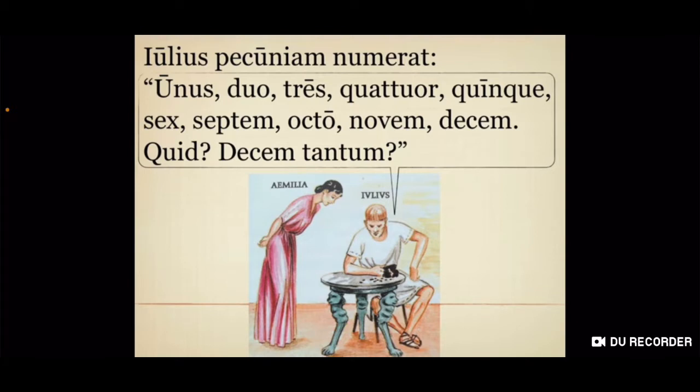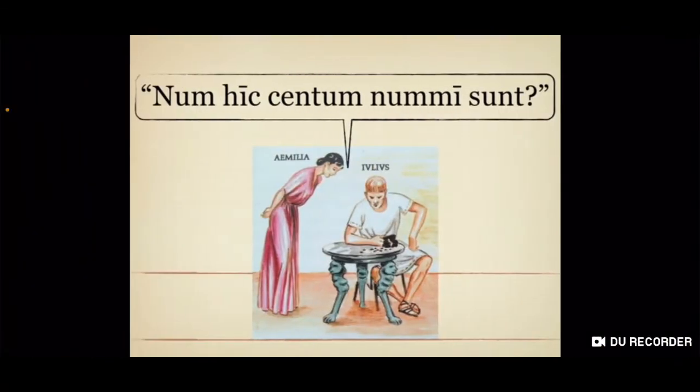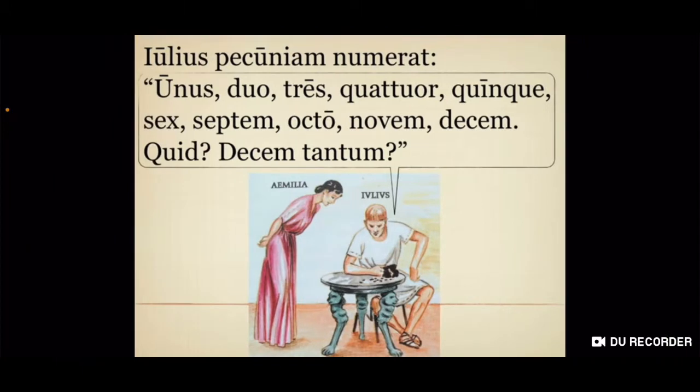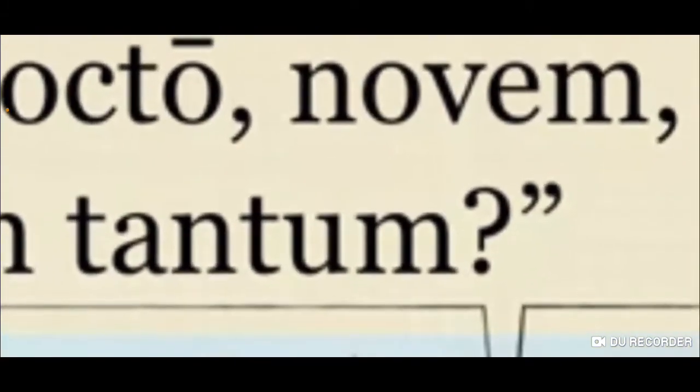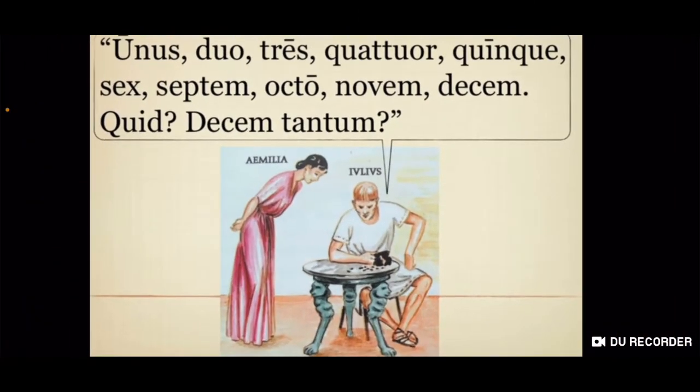Julius pecuniam numerat. Julius counts the money. Unus, you see numerat, another new verb, counts. Unus, duo, tres, quattuor, quinque, sex, septem, octo, novem, decem. Quid, decem tantum. What? Only 10. We have another word, tantum. Very common when you read Latin text. You can see that a lot. Only.